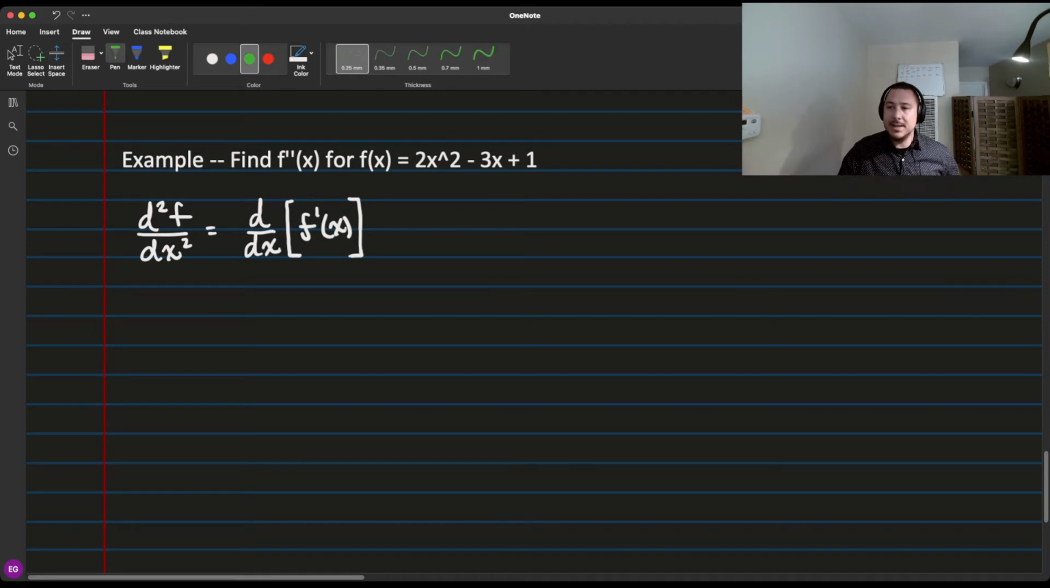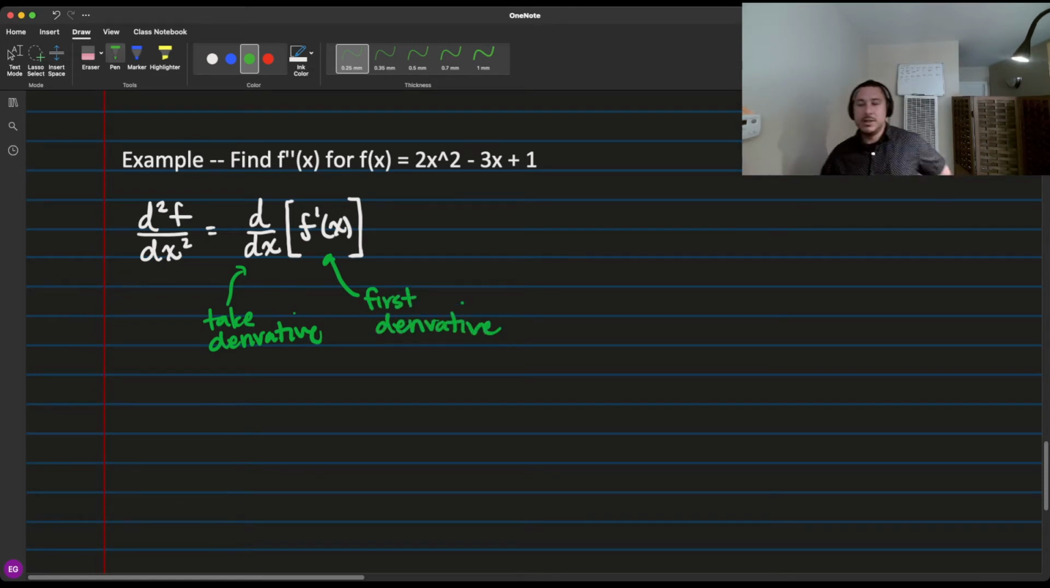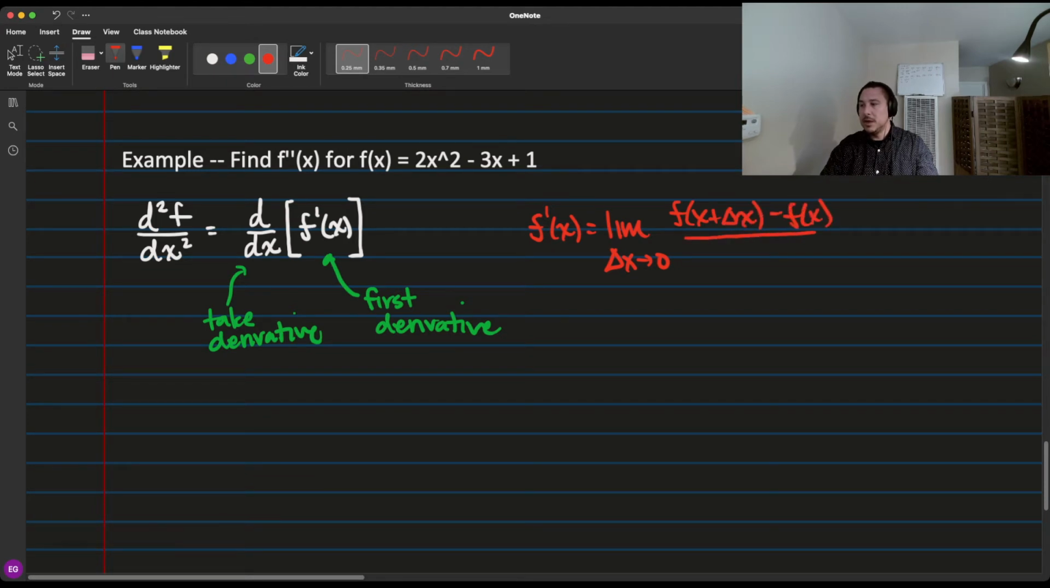This d dx means take the derivative of whatever is inside the brackets. Now, what is inside the brackets? My first derivative. So I'm going to need to first calculate my first derivative, and then I'll have to take the derivative of that. So how do you find that first derivative? Well, we find it by calculating the limit. We're going to take the limit as delta x goes to 0 of f of x plus delta x minus f of x, all over delta x.